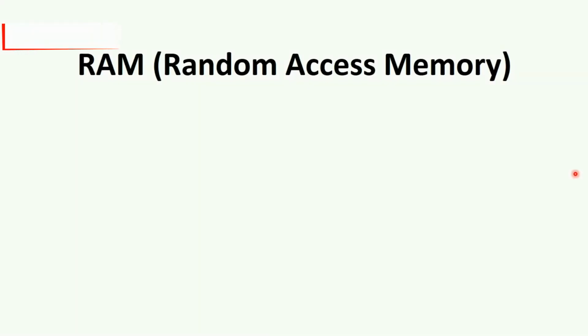Let's first discuss RAM memory, random access memory. So guys, do you know what does random access mean here? Random access means that CPU can directly access any address location of RAM memory. That is why it is named as random access memory, and it is very quickly accessible.